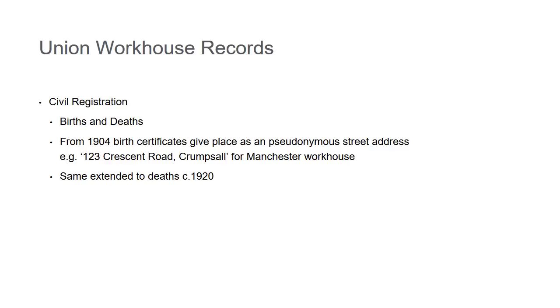To try and remove the stigma from being born in the workhouse, the Registrar General issued an instruction allowing workhouses to use an anonymous or pseudonymous street address to place on birth certificates. So, for example, the Manchester workhouse was recorded as being 123 Crescent Road, Crumpsall. And the person who reported the birth was recorded as being the occupier rather than the workhouse master, as had previously been the practice. And the same principle was later extended to death certificates of people dying in the workhouse in around 1920.